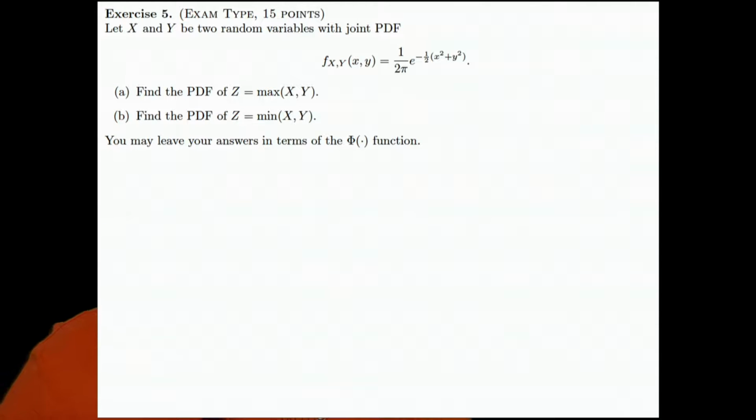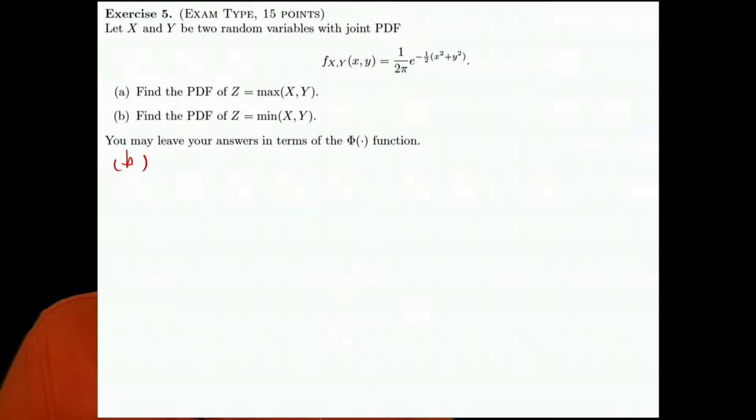Now we have two random variables, and also we have the joint PDF. We need to find the function of two random variables, Z. Now I know the PDF. When we want to find the PDF, first we can find the CDF of that random variable, and then take the derivative of it.